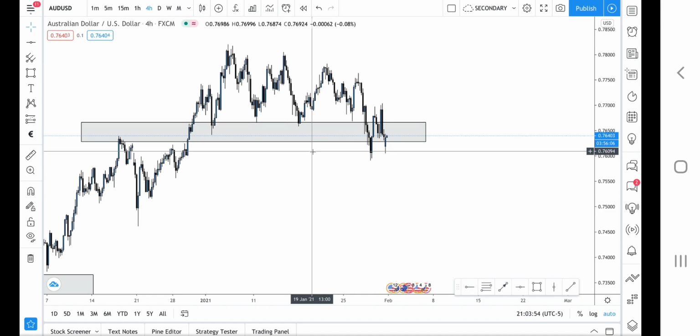So it's all personal preference, but I hope this gave you a little bit of a better understanding of supply and demand and how you can use it as additional confluence in your trading.